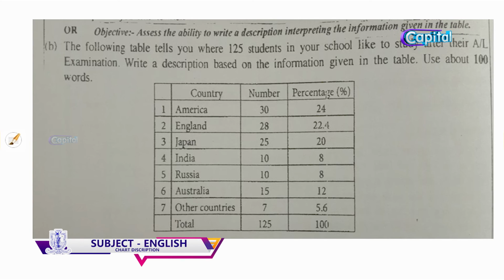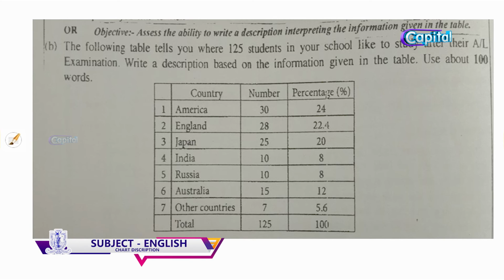America is preferred by 30 students. It is 24%. England is preferred by 28 students, it is 22.4%. Japan is preferred by 25 students, it is 20%. But you can't write like this, what I say. I am now just listing the data, not describing it. India is preferred by 10 students, it is 8%. India and Russia are preferred by an equal amount of students. Australia is preferred by 15 students, and the other countries that are not mentioned are preferred by 7 students. This is the lowest number.